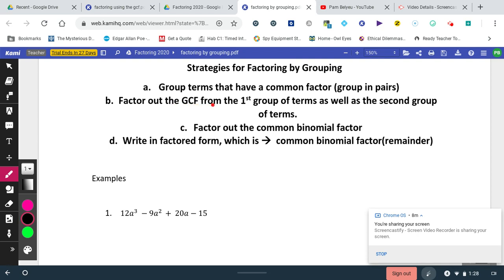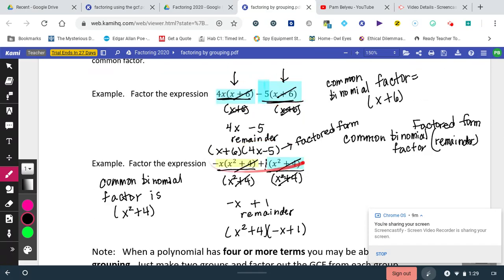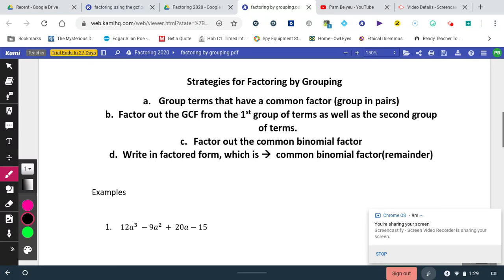Then you're going to factor out the GCF from the first group of terms that you have as well as the second group of terms. So basically your two sets of pairs. You'll factor using the GCF. Then you're going to factor out the common binomial factor. When you do part B, it's going to end up looking like this. And you should know what to do from there. Okay? Factor out the common binomial factor. Write it in factor form, which is the common binomial factor times the remainder.